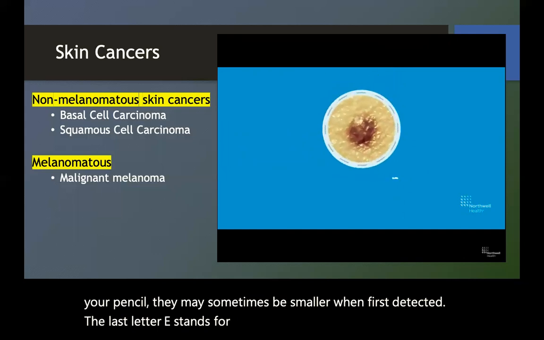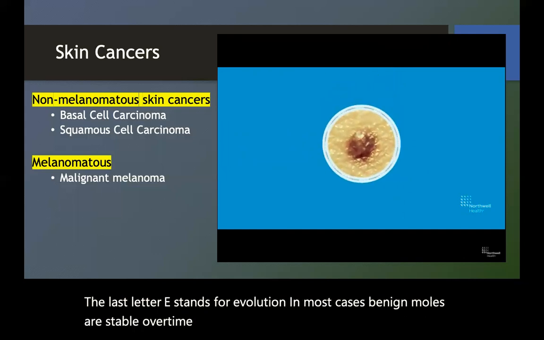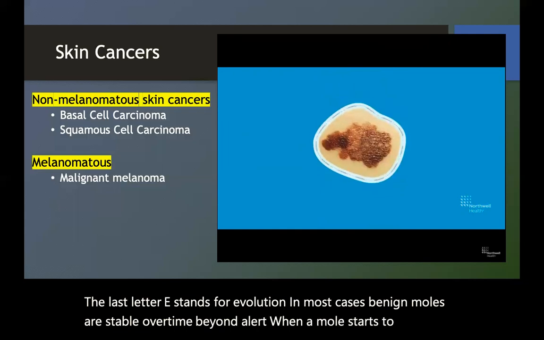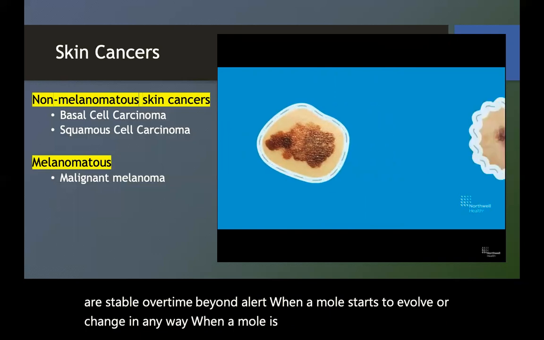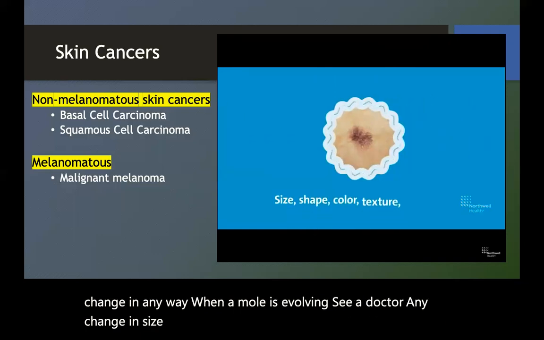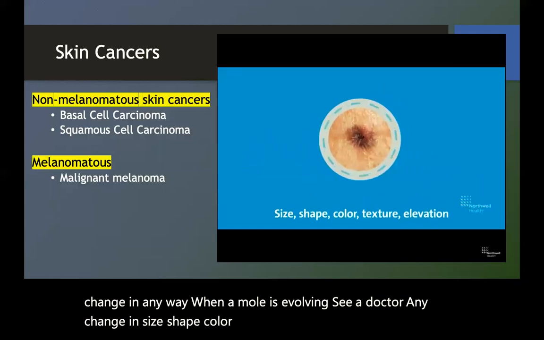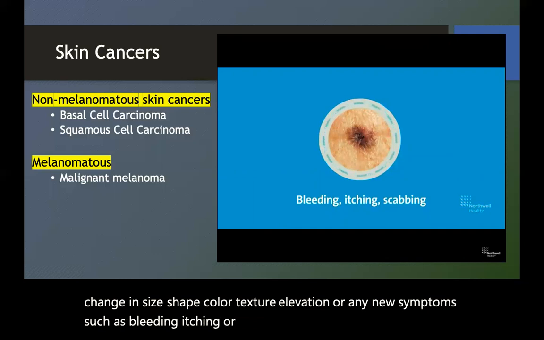In most cases, benign moles are stable over time. Be on alert when a mole starts to evolve or change in any way. When a mole is evolving, see a doctor. Any change in size, shape, color, texture, elevation, or any new symptom, such as bleeding, itching, or scabbing, may be a sign of malignancy.